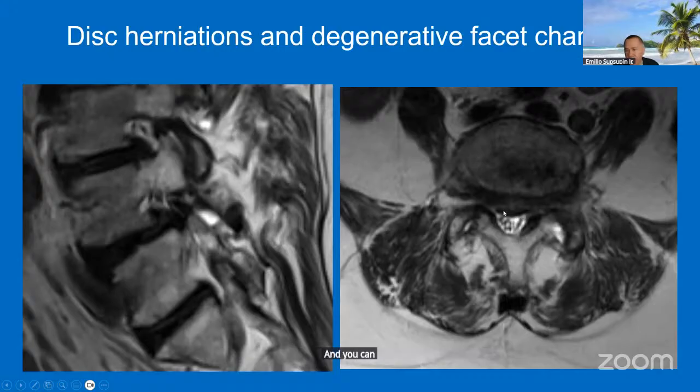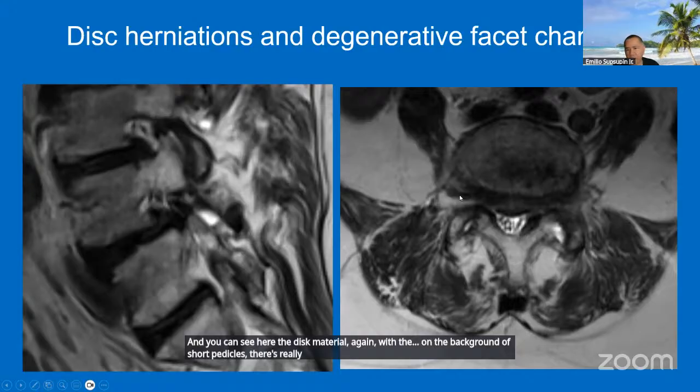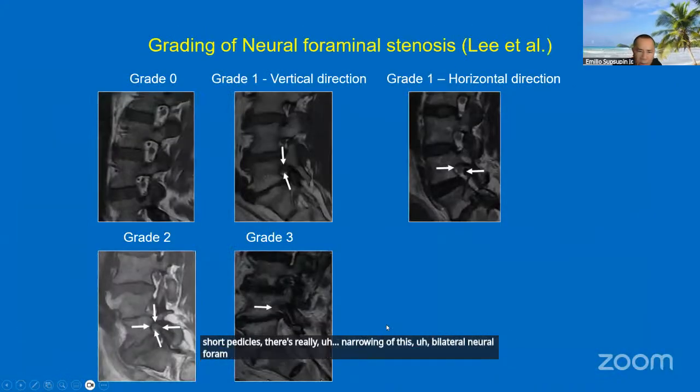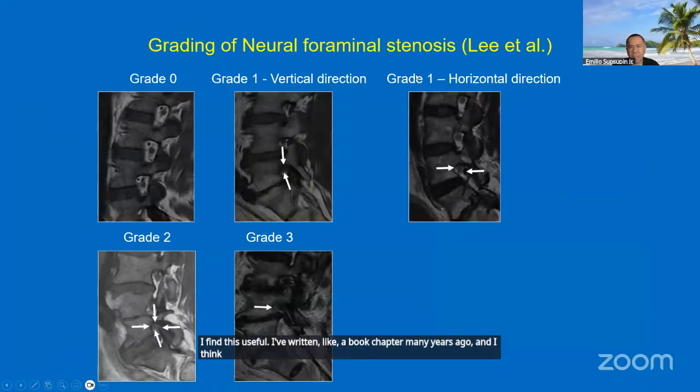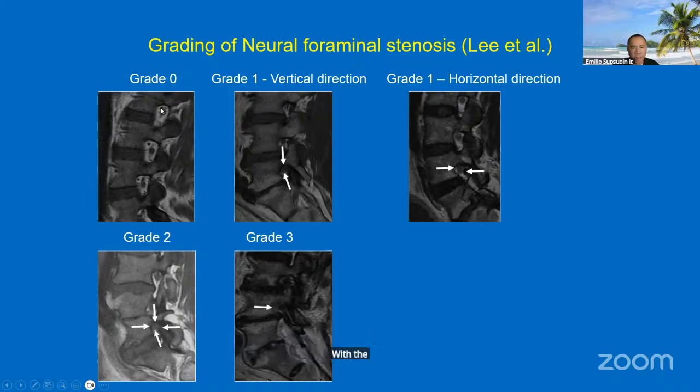And you can see here the disc material, again, on the background of short pedicles, there's really narrowing of these bilateral neural foramina. And I find this useful. I've written a book chapter many years ago, and I think this grading of neural foramina by Lee et al. may still be useful. You can see for grade 0, you have a nice, complete delineation of the neural foramen looking like a keyhole with the nerve root and the radicular artery.